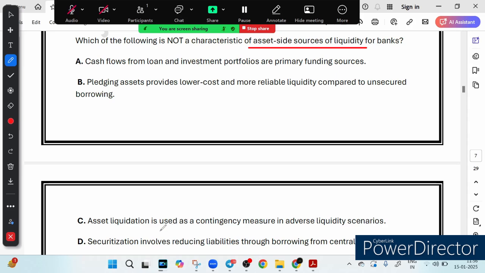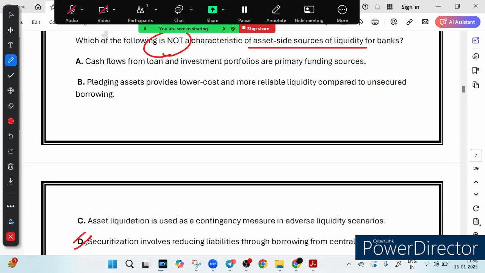Option C, asset liquidation is used as contingency measure in adverse liquidity scenario. Option D, securitization involves reducing liability through borrowing from central bank. So this option D is the correct answer. This is correct, and this is not a characteristic, because securitization does not involve borrowing from central bank.